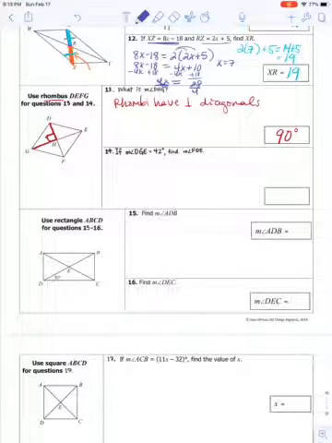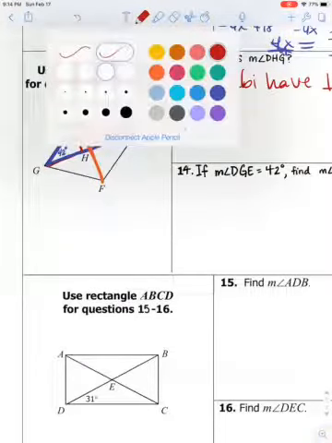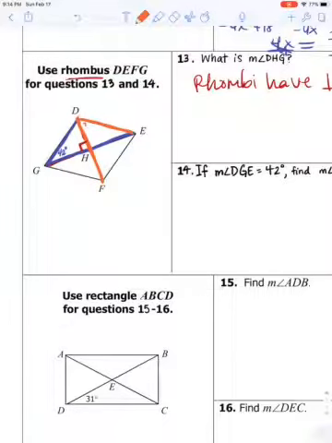It says if DGE is 42 degrees, find FDE. Okay, so let me label that. DGE is 42, so that's this angle right here. Let me make this a little smaller. This is still 90 degrees here, and we are looking for this angle here.